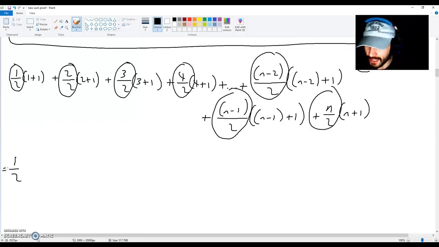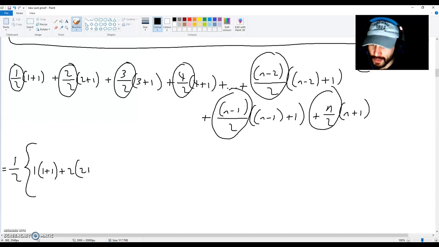So we're going to say equals, over here, a half, and then we're going to make these big brackets. In these brackets we're going to get 1 multiplied by 1 plus 1, and we are going to get 2 multiplied by 2 plus 1. This is all because we brought out the half over here.